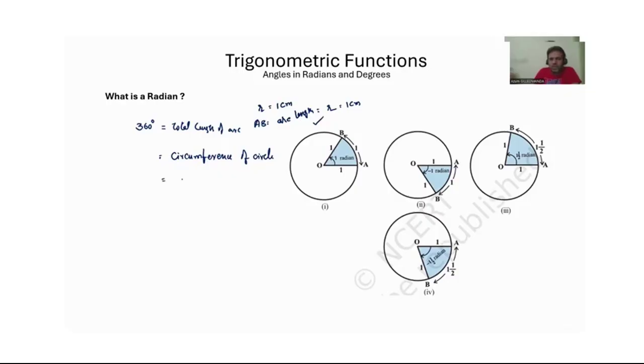So what is the circumference of a circle? 2 pi r. In this case, what is r? r is 1. So it is basically 2 pi into 1. So 360 degrees is 2 pi into 1, which is 2 pi radians. So 2 pi radians equals 360 degrees. Or I can say pi radians equals, sending the 2 to the other side, 180 degrees. Or if I want 1 radian, 1 radian equals 180 degrees by pi.